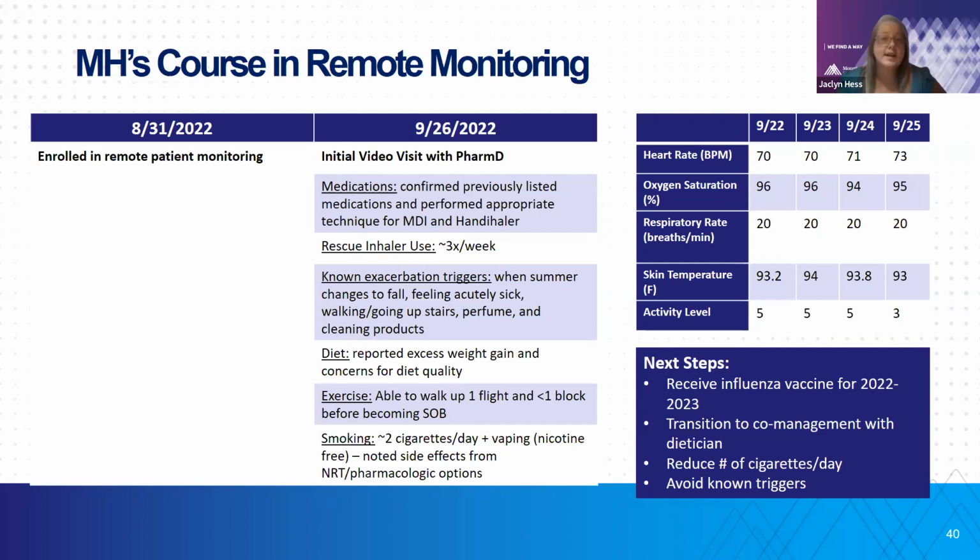So for her next steps, we recommended she receive the flu vaccine and avoid any known triggers for exacerbation. We encouraged exercise and reinforced the benefits of smoking cessation. And then she had identified that she was interested in weight loss, so I transitioned her to co-management to work with our dietitian.